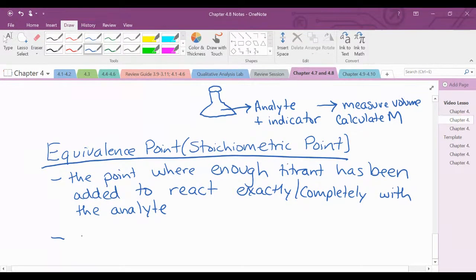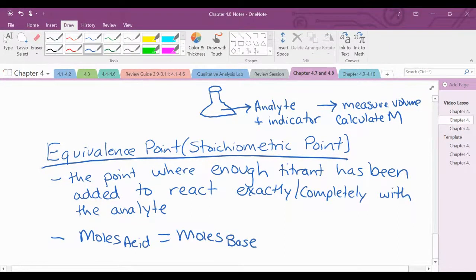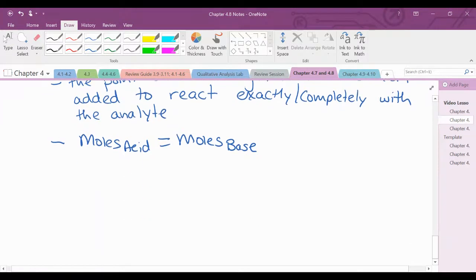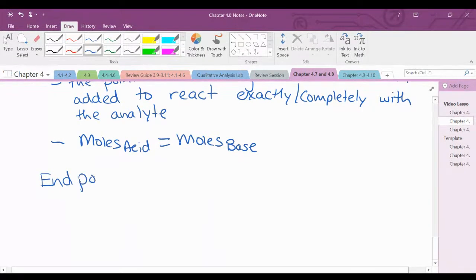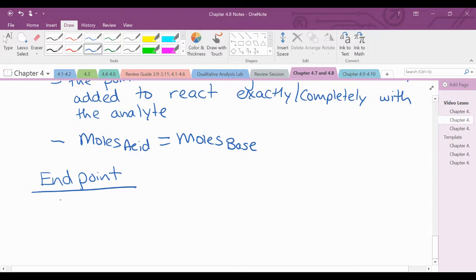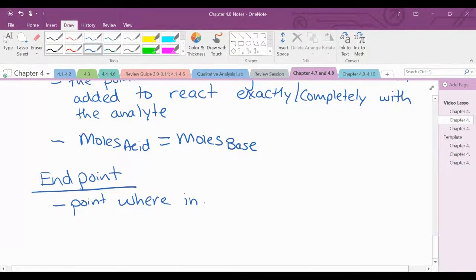At the equivalence point, your moles of acid equal your moles of base. Now, the only way to see the equivalence point is to look for the endpoint. And so this is the point where the indicator changes color.